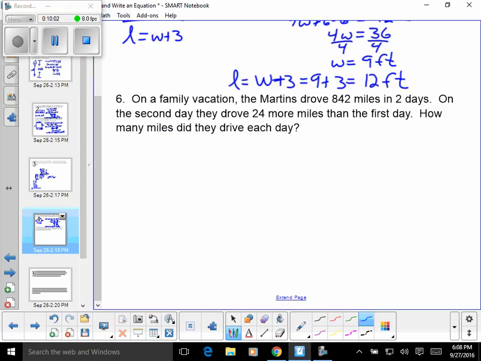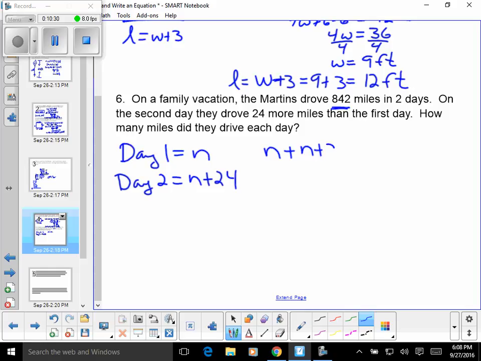Number 6 should look very familiar to you because I showed you this kind of problem in chapter 1. Day 1 is equal to n. Day 2 equals n plus 24, because it says that on the second day, they drove 24 more miles than the first day. My total is this 842. So the first day plus the second day is going to equal the total. Hit pause and solve.